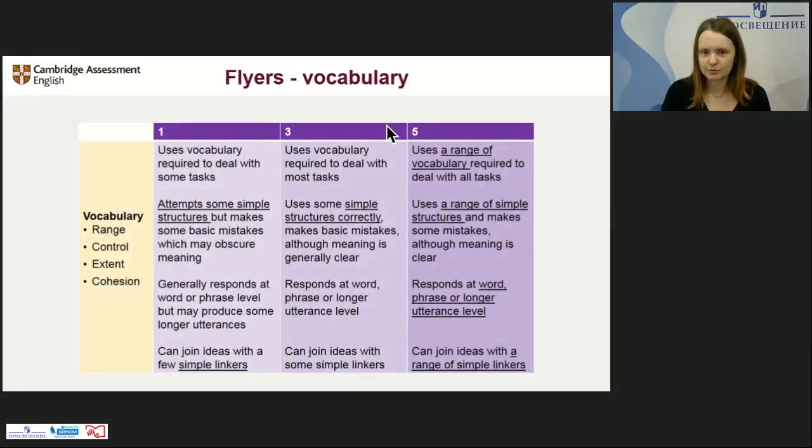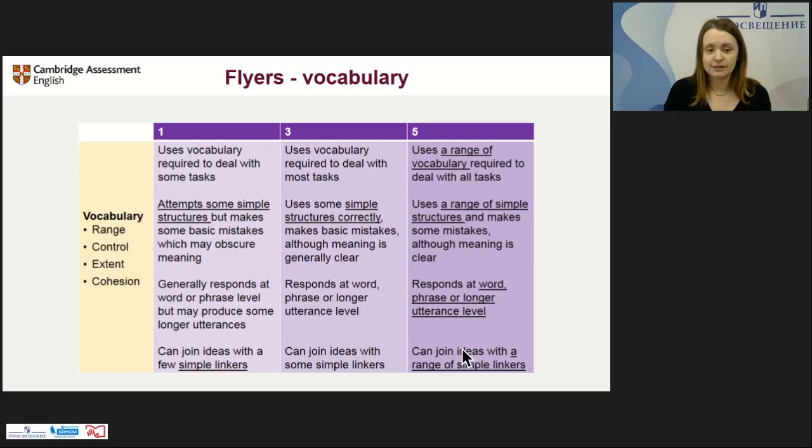And you can see the progression here. So there's the Flyers vocabulary. If for Starters we only had some very basic, simple structures, then to get 5 points for Flyers, you will have a range of vocabulary, a range of simple structures, not just simple structures. It's going to be a phrase or a longer utterance level if we speak about extent.